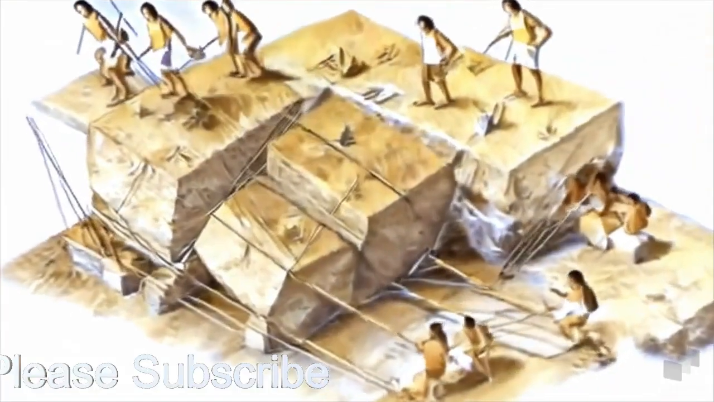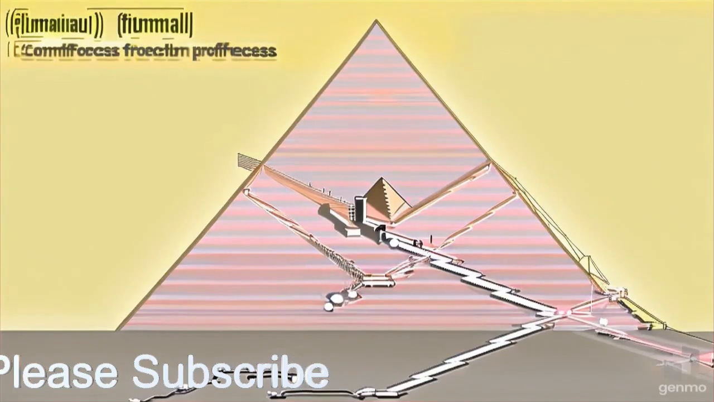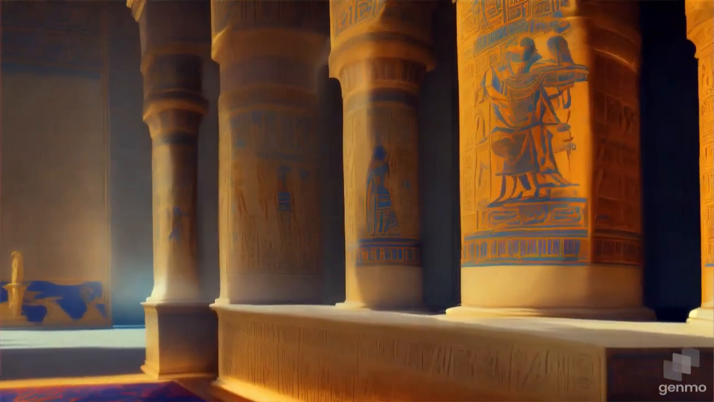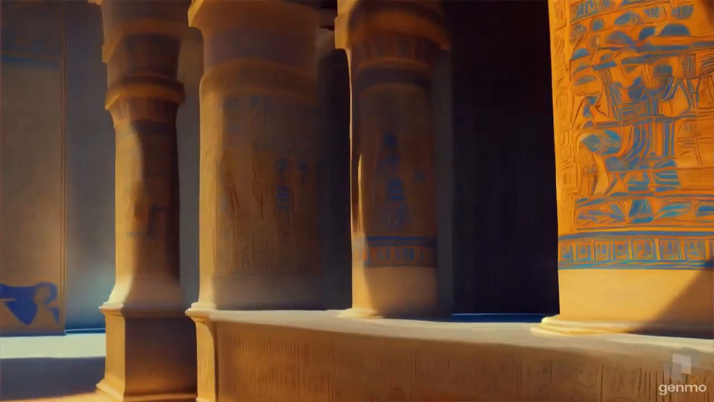Building the foundation. The pyramid's foundation was leveled and made of larger blocks to distribute the weight of the pyramid. The corners of the pyramid were aligned with great precision to ensure the structure's stability.